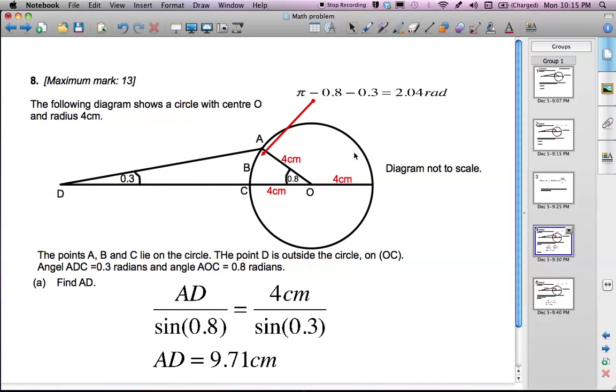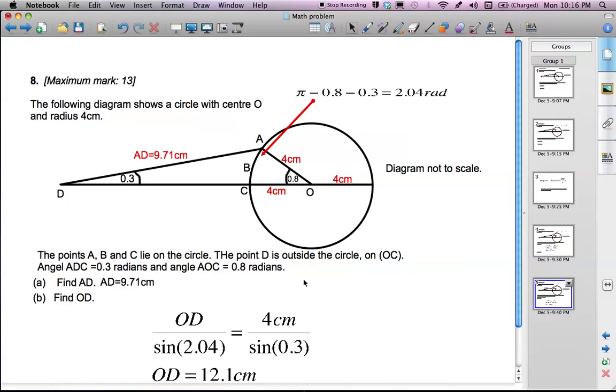So going back, now that we know all three angles and one side, we can use the sine rule, and the sine rule is length divided by sine of the opposite angle equals length divided by sine of the opposite angle. So down here, AD divided by sine 0.8 equals 4 centimeters divided by sine 0.3. When you're putting this into your calculator, you need to make sure that your calculator is in radian mode, and then you'll receive an answer that AD equals 9.71 centimeters. That's the answer to A.